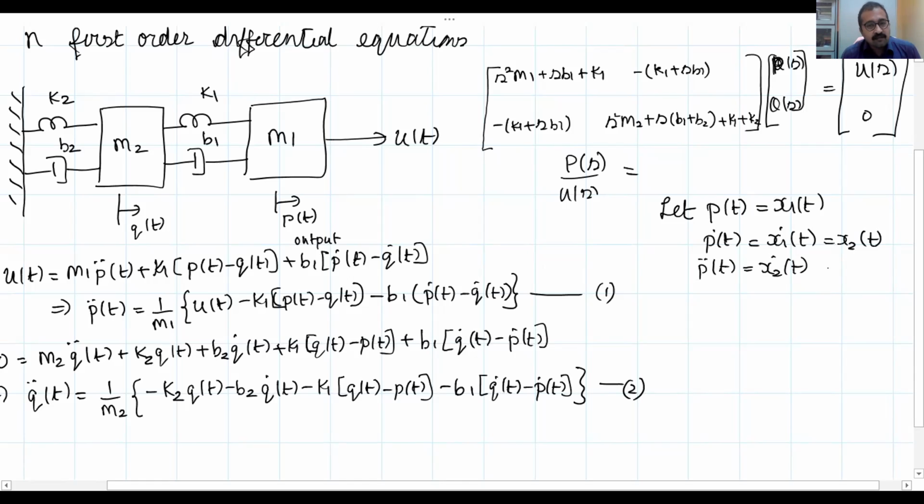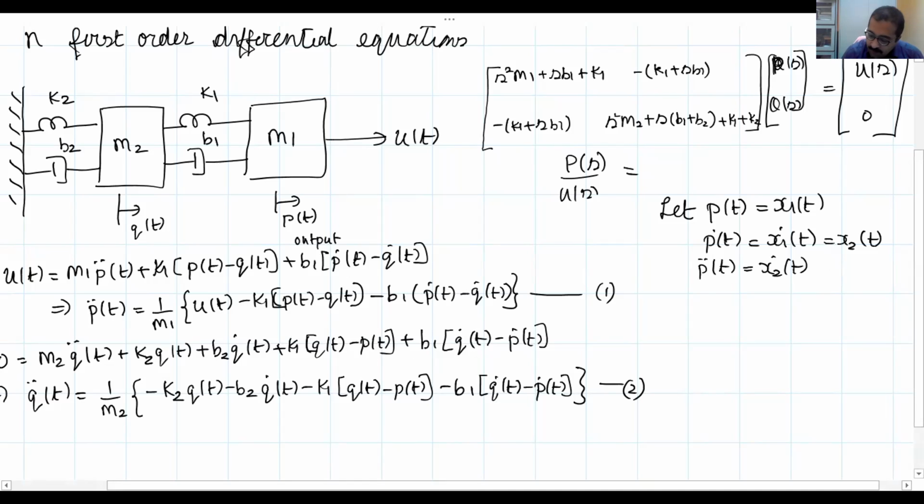Why? Because state variables are the minimum set of variables that we need to describe the future of the system, given the input signal. With the help of the input signal, we should be able to predict how the system will behave in future. So state variables are the minimum number of variables which can completely describe the dynamic behavior of the system, given the input at that instant. So P double dot T is x2 dot T. This equation goes up to P double dot, so I have defined P double dot as x2 dot.